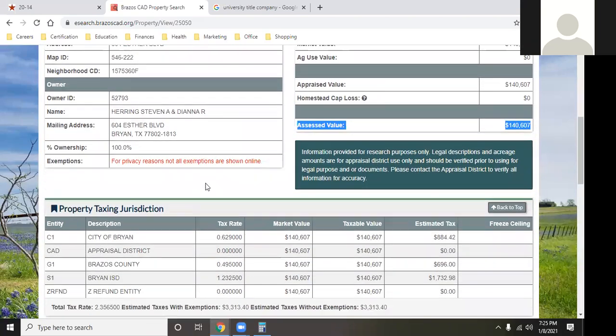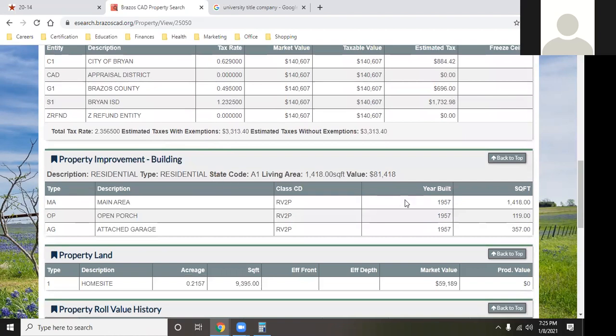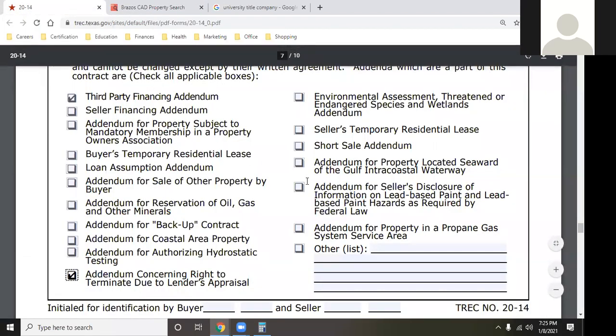Let's check our date if they have it in this one, and look at when this house was built. 1957. See, I didn't even know. And if it's 1950, what was the date? On or before what date? 1978. What was the date though? January 1st, 1978. We have to include that addendum.